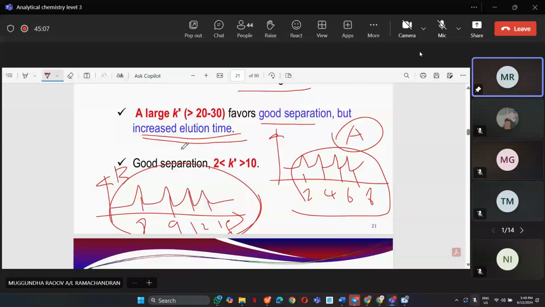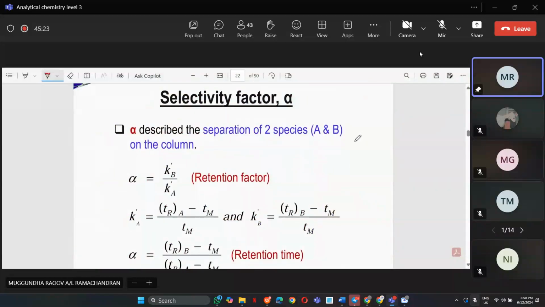So that's why a very large retention time is also not good. For a good separation, usually k should be between 2 to 10. So this is what we want in separation basically. Okay, so now let's move to the selectivity factor.